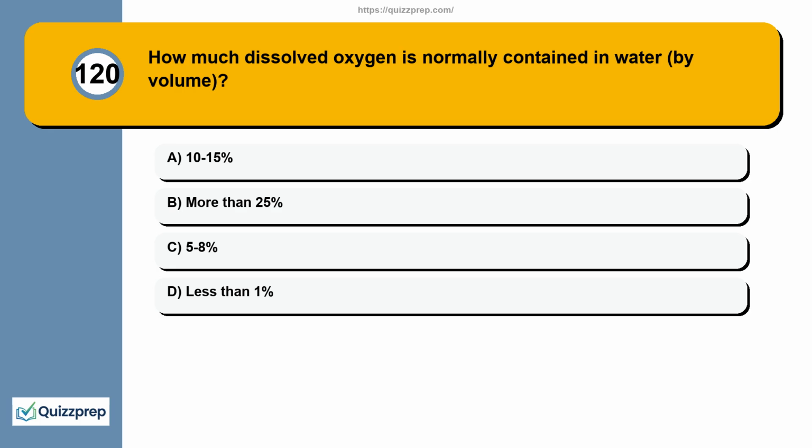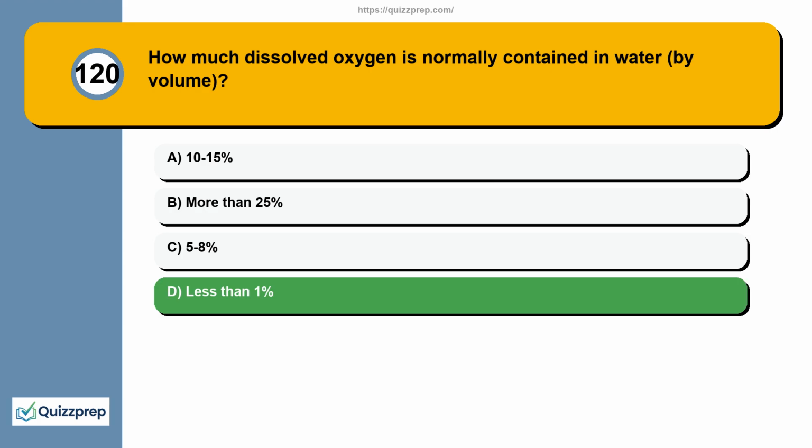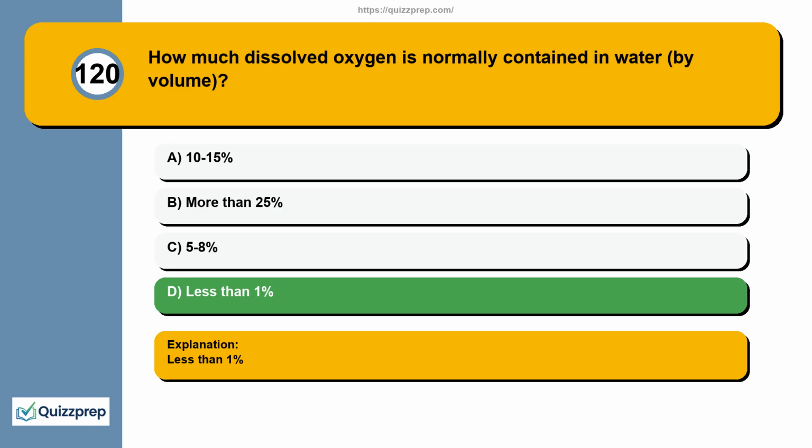Question 120. How much dissolved oxygen is normally contained in water, by volume? Option A, 10 to 15%. Option B, more than 25%. Option C, 5 to 8%. Option D, less than 1%. The correct answer is option D, less than 1%.